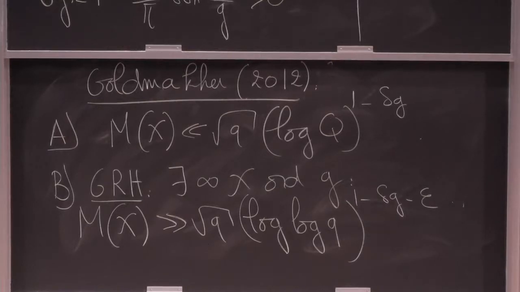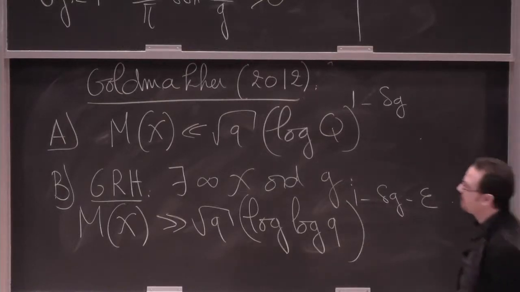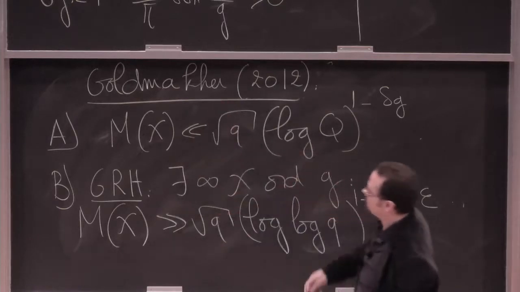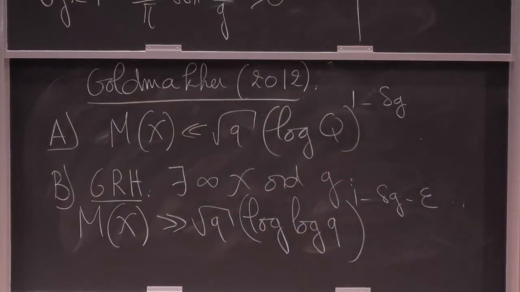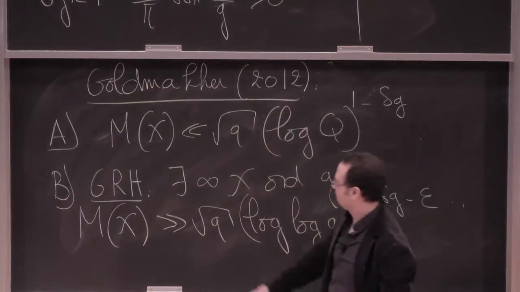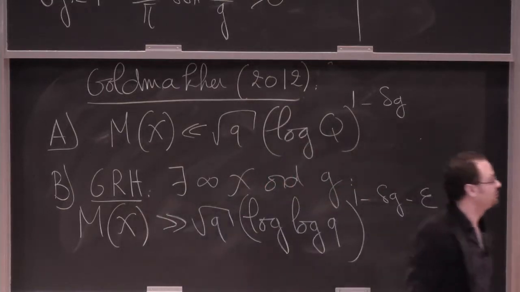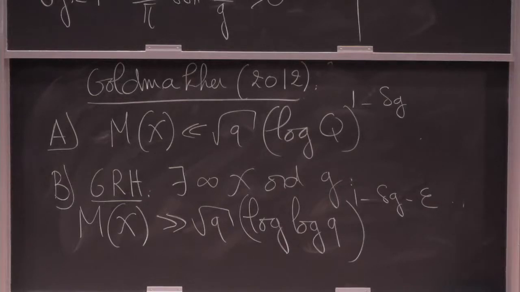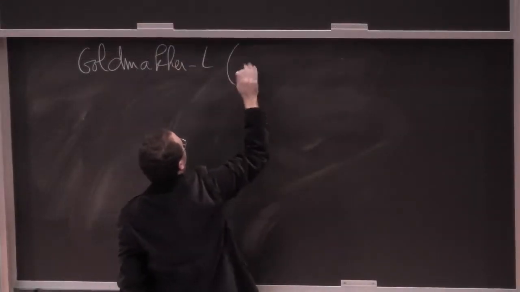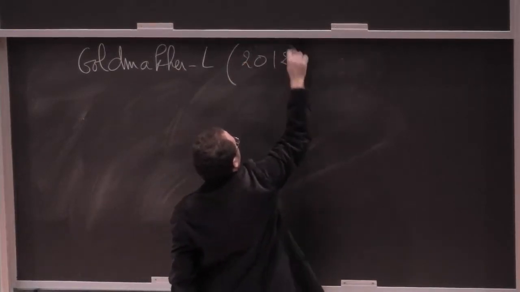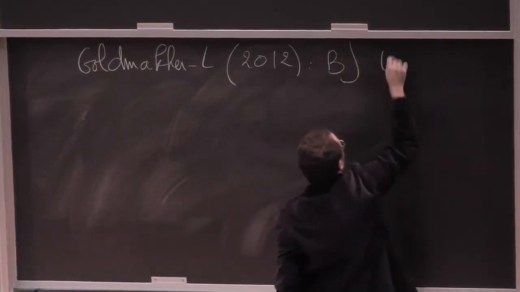Okay. So again, a few years after this, Goldmacher and I were able to remove GRH from the B result. So B is unconditional.